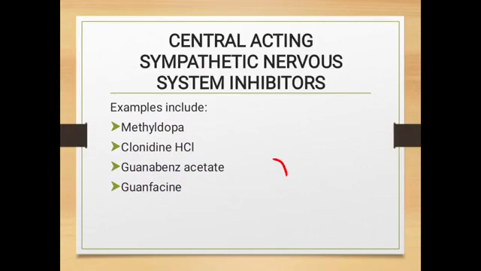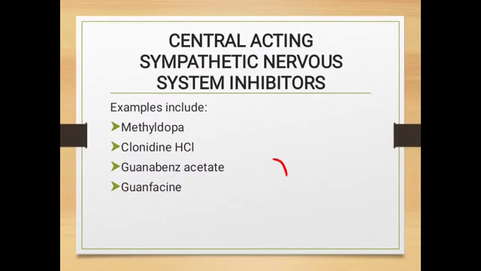So when it comes to the sympatholytic agents, we'll look at the first group, which are the central acting sympathetic nervous system inhibitors. These act on the central nervous system, meaning they act through the nerves found in the brain or in the spinal cord. Examples of drugs in this group are methyldopa, clonidine, guanabenz acetate, as well as guanfacine.